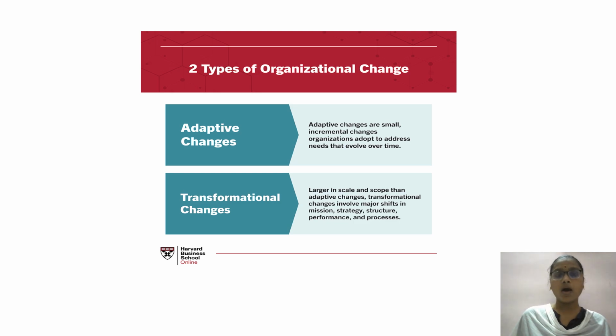There are two types of organizational change. Those are adaptive changes and transformational changes. Adaptive changes are very small, incremental changes organizations make to address needs that evolve over time. And the second type is transformational changes, larger in scale and scope than adaptive changes. Transformational changes involve major shifts in mission, strategy, structure, performance, and processes. Basically, transformational change is very large in scale, so we use transformational changes in organizational change.